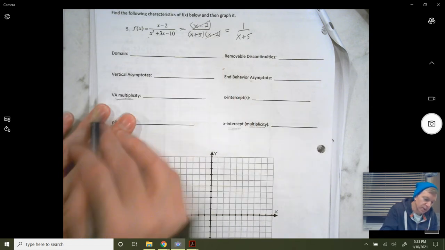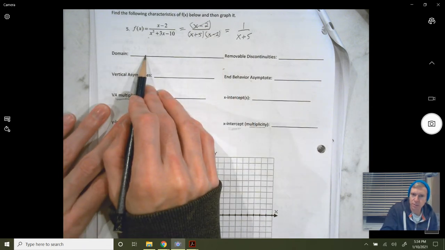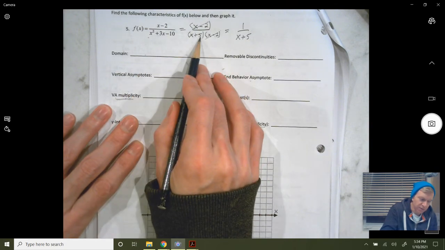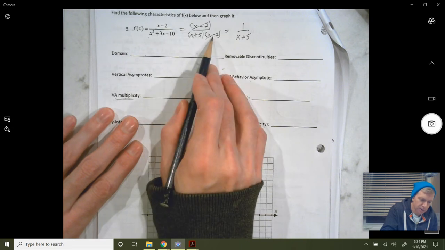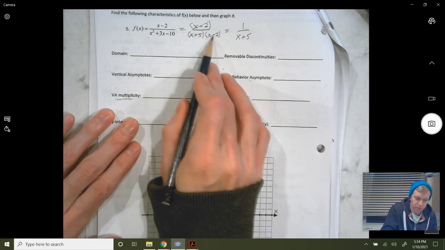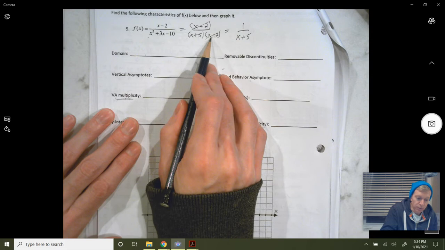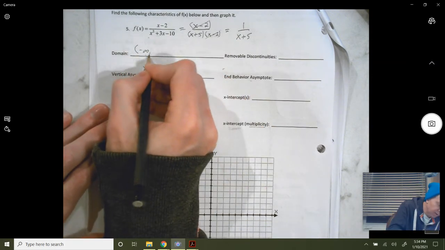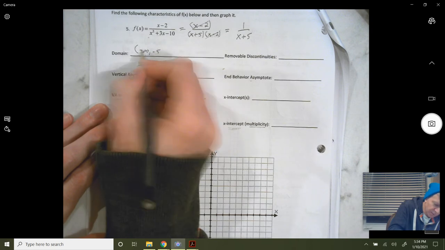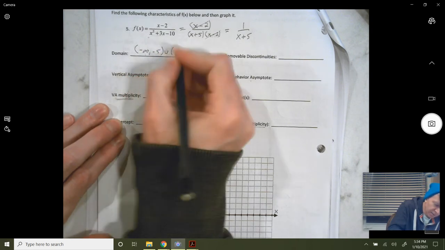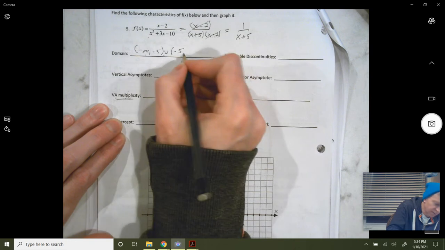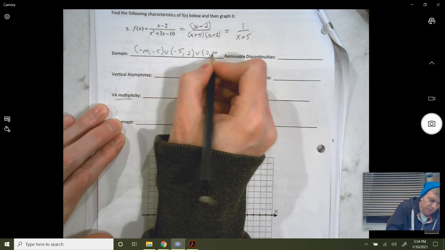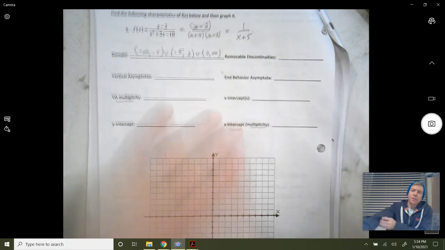Okay, the domain. The only values that don't exist in your domain are the values that would make your denominator 0. -5 would make your denominator 0, and so would positive 2. Right? Even though that canceled, we still have to remove that point from our domain. So our domain is -infinity to -5, union with -5 to positive 2, notice we don't include the -5, don't include the positive 2, and then 2 to infinity.